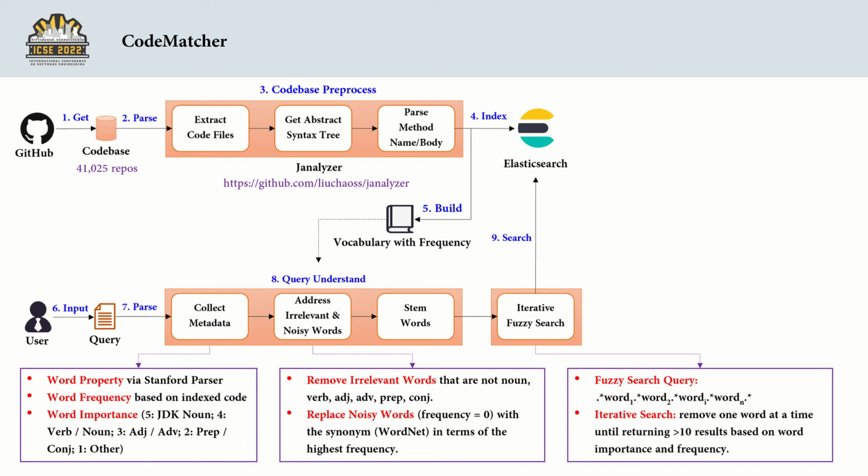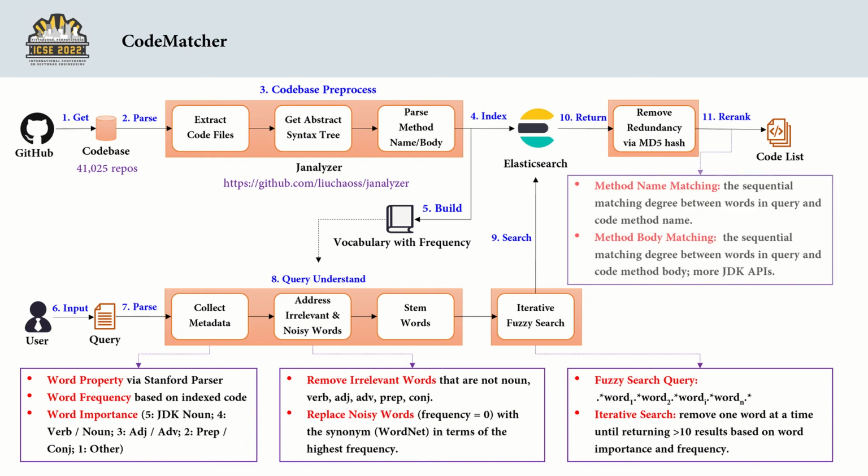After the search, we first remove redundant results by comparing hash values. Then we re-rank the candidate code based on how the keywords sequentially match the method name and method body, respectively. Note that we put code with more dedicated APIs at a higher rank.